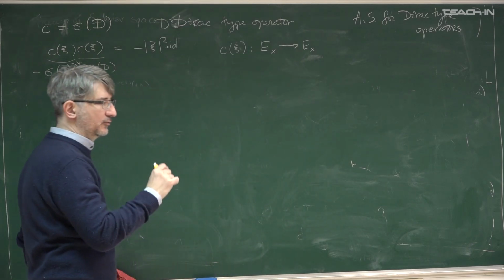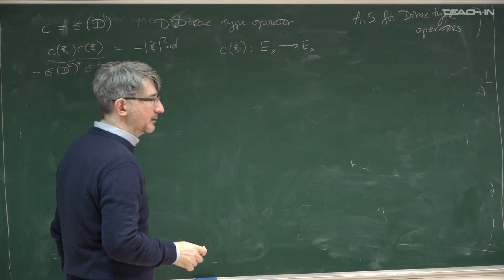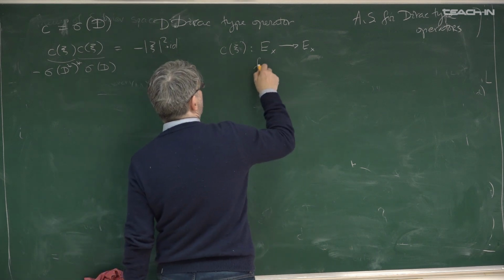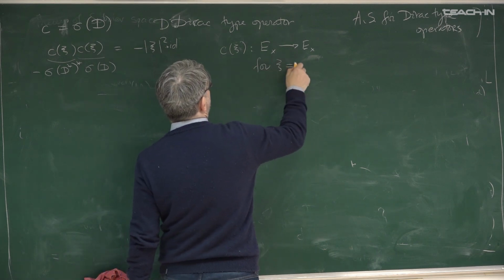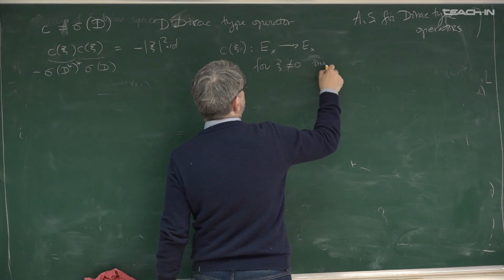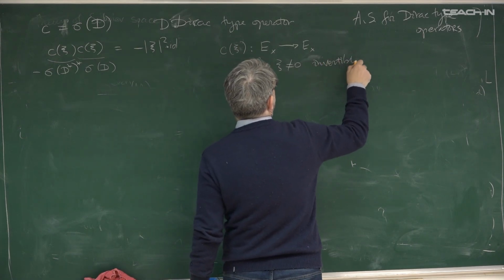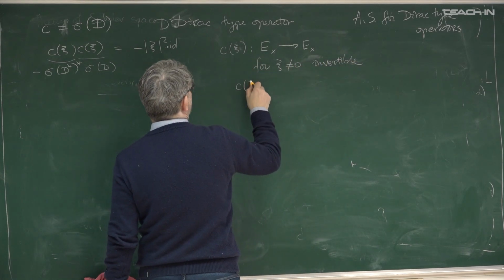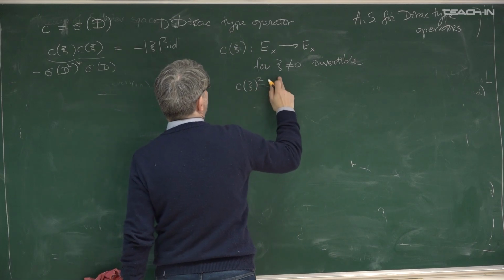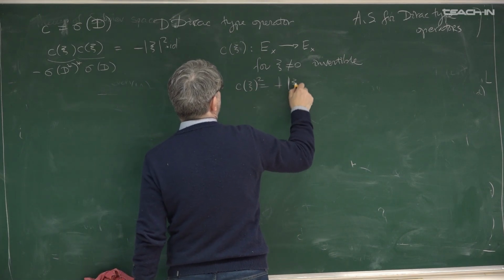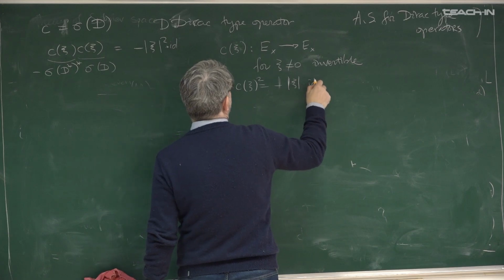From one fiber to the same fiber. And this operator is linear. For xi non-zero, it is invertible. And if you take a square of this operator, you obtain minus norm of xi times identity.